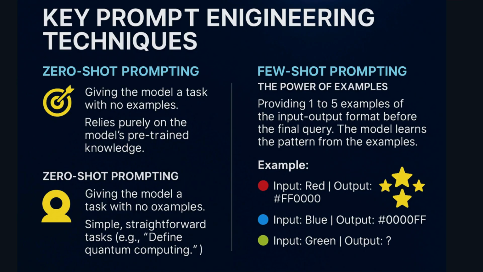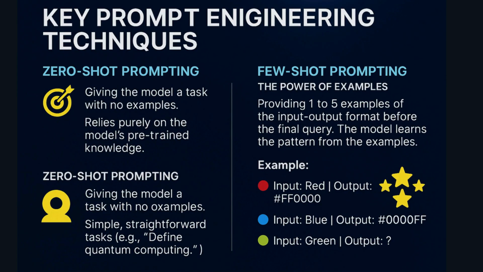Building upon the anatomy of a prompt, this slide introduces the foundational strategies used to structure the prompt itself, that is, distinguishing between zero shot and few shot prompting. In the zero shot prompting technique, this is the simplest technique, involving giving the model a task with no examples. It relies purely on the model's pre-trained knowledge and is best suited for straightforward tasks, such as asking for a definition, like define quantum computing, or general information. The model uses its massive foundation training to generate the response directly.